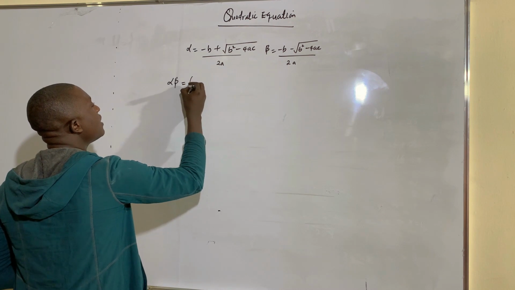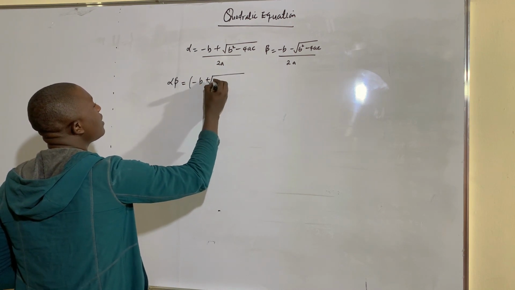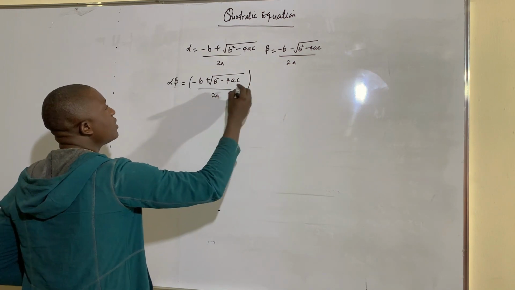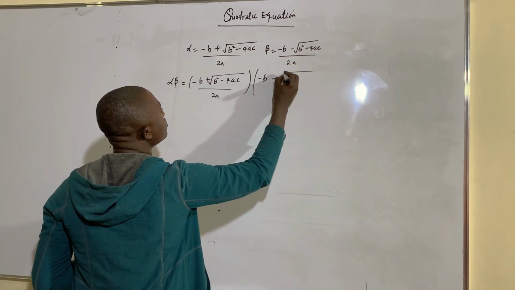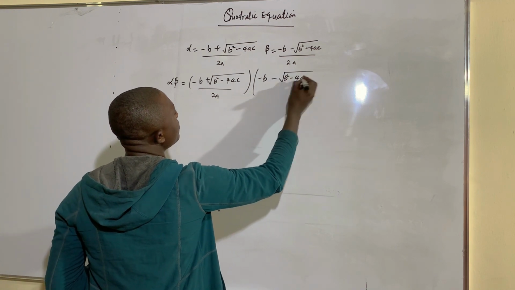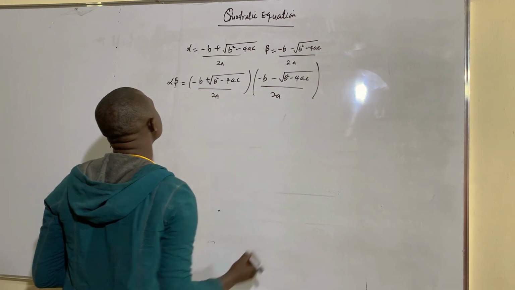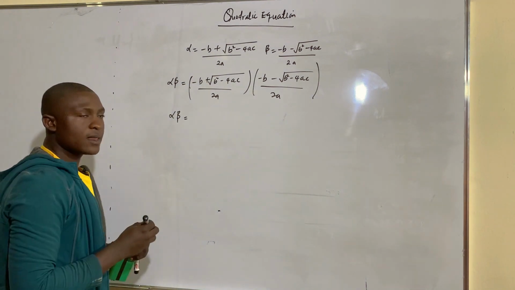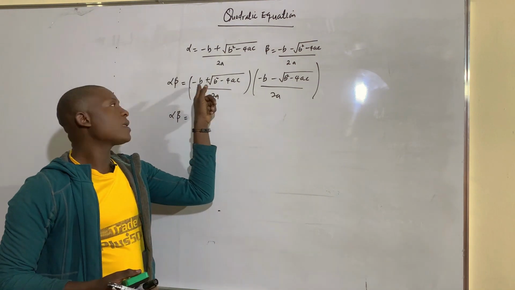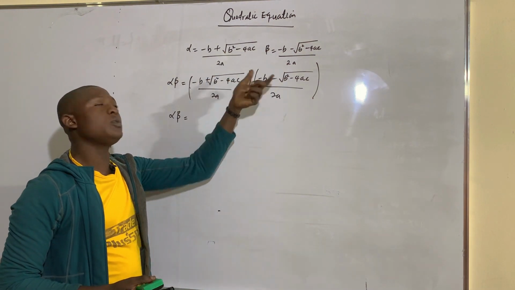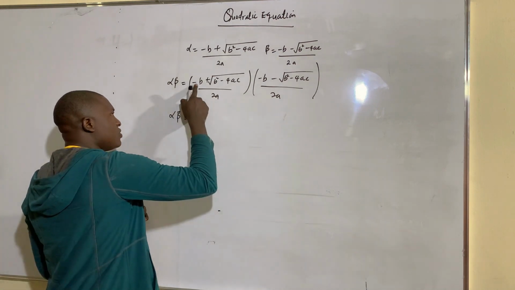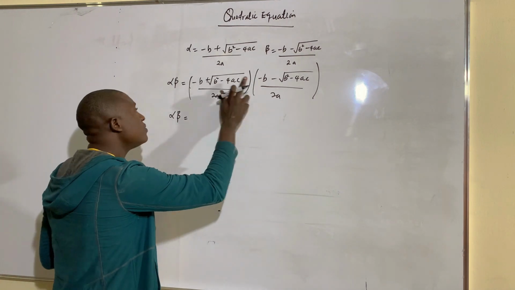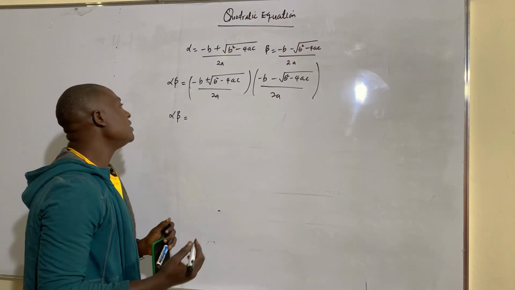The first one we have here is (-b + √(b² - 4ac)) / 2a. Then the second one we have is (-b - √(b² - 4ac)) / 2a. So now let's expand. We multiply these two, the first one with the second one. Minus b times minus b: you can see this has a minus, and this one also has a minus. So minus times minus is going to be what? Yes, exactly. It's going to be plus.